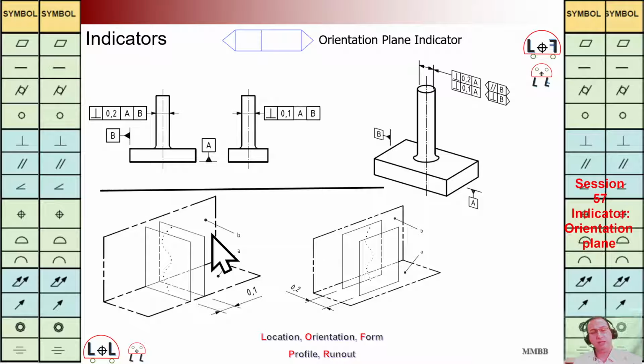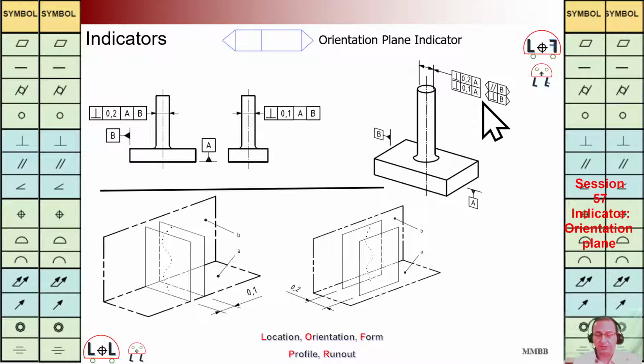Let's see another example here. In 2D, we are going to have this FCF, perpendicularity of this axis to A and B with a TZ of 0.2. In another view, we are going to have perpendicularity to A and B with this TZ 0.1. This is going to represent this one view by having these two FCF, feature control frame, when we are going to have orientation plane indicator.